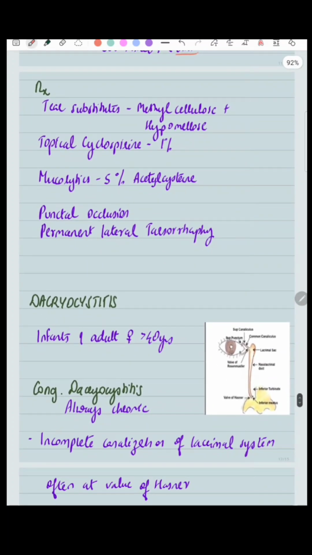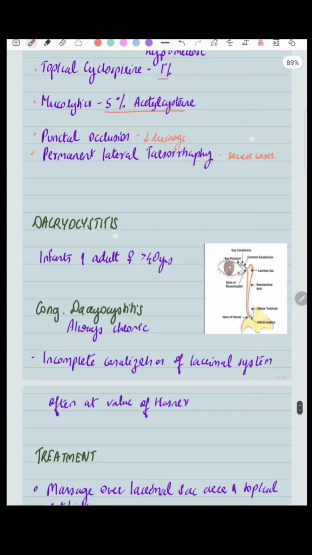Now, treatment: we can give tear substitutes, that is artificial tears like methylcellulose or hypromellose. Topical cyclosporin, like 1% cyclosporin, can be given in severe cases. Mucolytics include 5% acetylcysteine in severe cases. Punctal occlusion can be done, which decreases the drainage. For severe cases where medical management is not effective, permanent lateral tarsorrhaphy can be done.